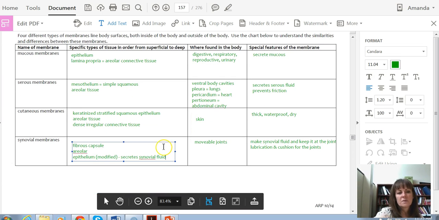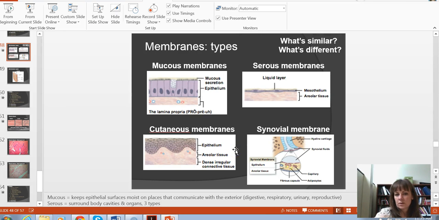So those are some of the different types of membranes, and again, here's the visual of it so you can see the surface, the epithelium, the lamina propria, which is areolar tissue underneath. Again, here would be the inside of the body cavity. The liquid layer is that serous fluid that's secreted. Here we've got that simple squamous epithelium, the mesothelium, and underneath, areolar tissue. And then deep here would be the lung or the heart or something of that nature.